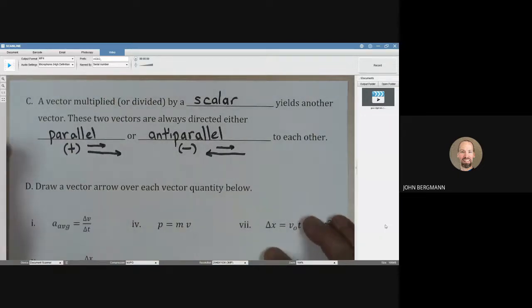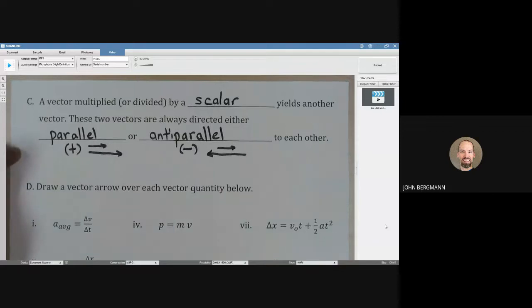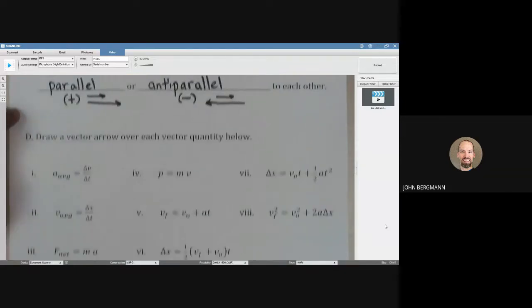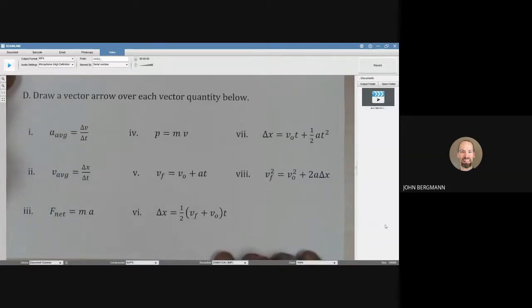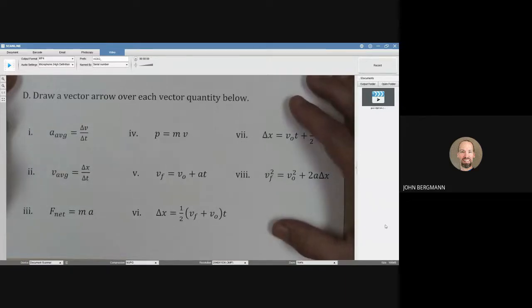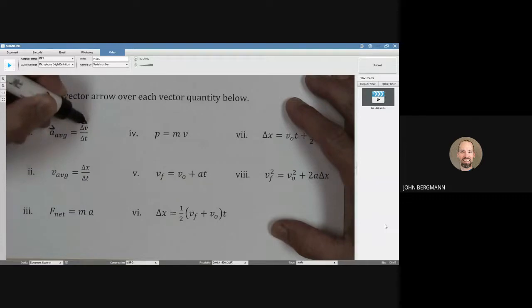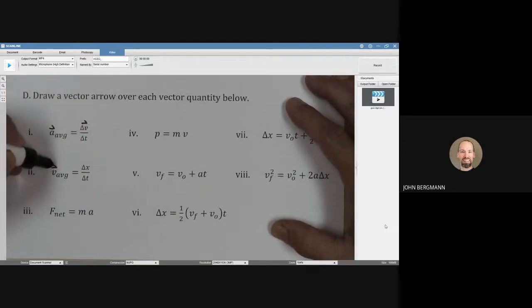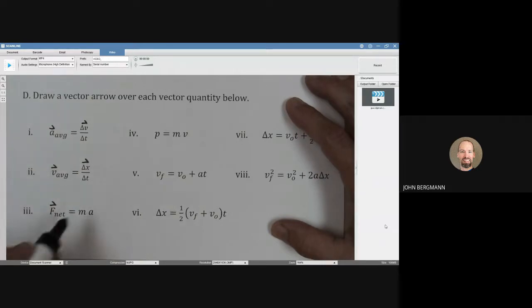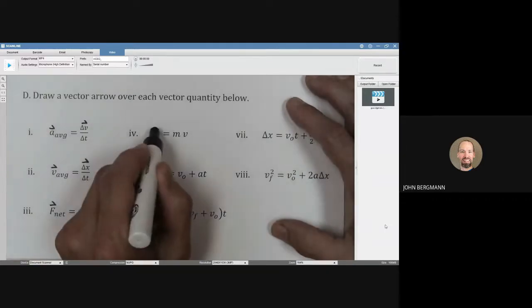But if you take a vector and multiply or divide by a scalar, you get another vector. So here are some equations that you may recognize. Let's put a vector arrow over the vector quantities. So acceleration is a vector, velocity is a vector. How about this? Velocity is a vector, displacement is a vector, time is a scalar, so no touchy that. Force is a vector, acceleration, but mass is a scalar, so no touchy that.